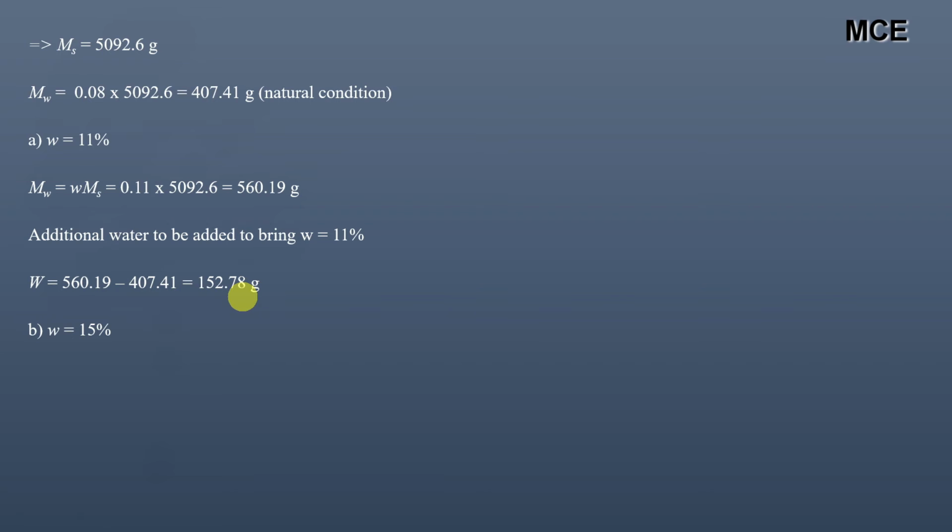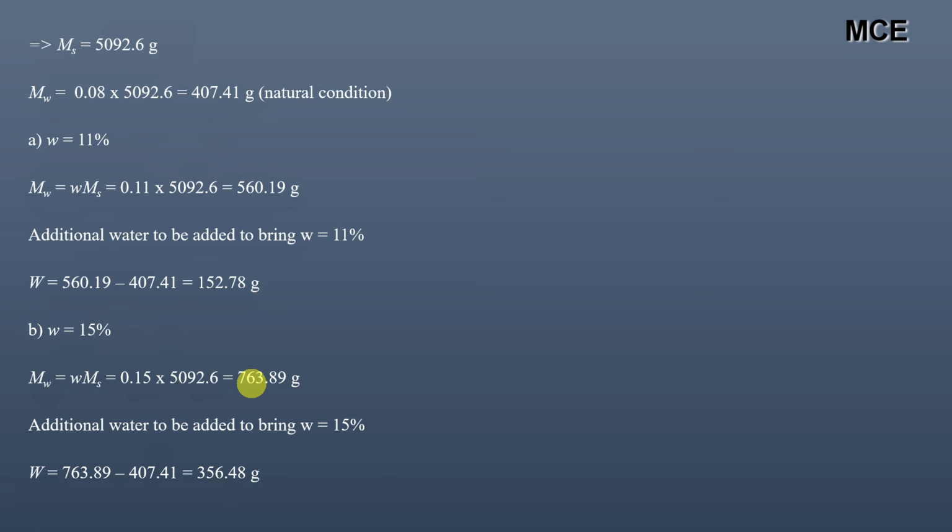Similarly, for 15% water content, mass of water which needs to be present in the soil is 0.15 times 5092.6, which is 763.89 grams. Additional water which we need to add to bring its water content to 15% is 763.89 minus the mass of water present in the natural condition, which is 407.41, which is equal to 356.48 grams.